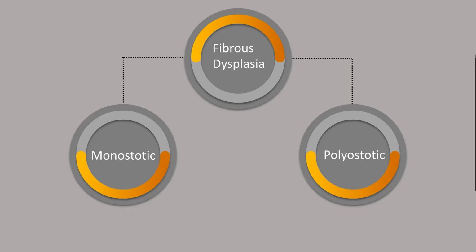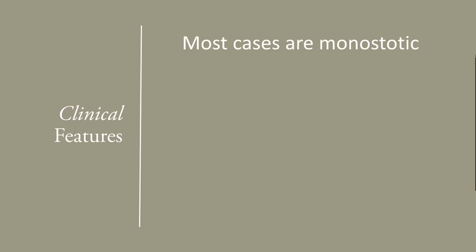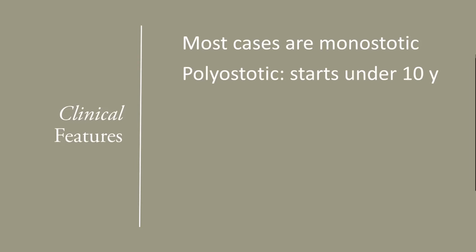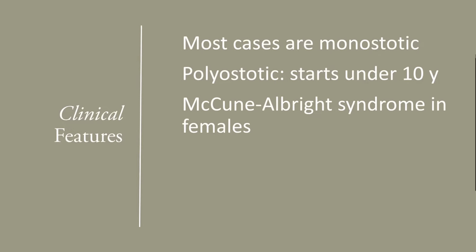Fibrous dysplasia can be of two types: solitary or monostotic, involving only one bone, and polyostotic or multiple, involving several bones. Fibrous dysplasia is most commonly monostotic, about 70% of the cases. It can be in bones other than the jaws. The polyostotic fibrous dysplasia usually starts under 10 years of age. The solitary variety is seen a few years later in life. The McCune-Albright syndrome is mostly in females.